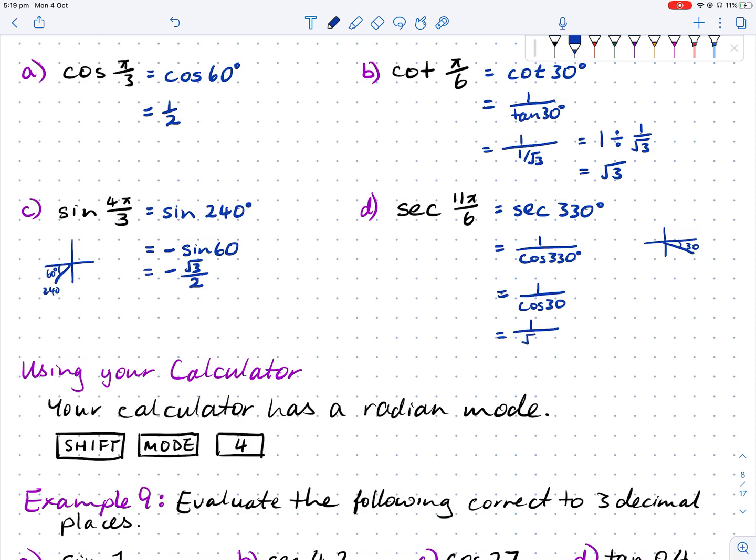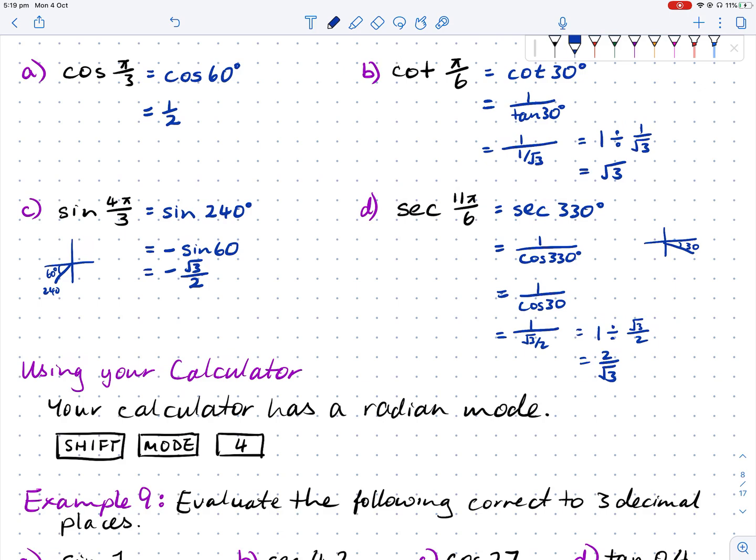Cos of 30 is root 3 over 2, and so again we need to do fraction division. 1 divided by root 3 over 2. So when we flip it over and multiply, it's 2 over root 3. So that would be the exact value for sec.